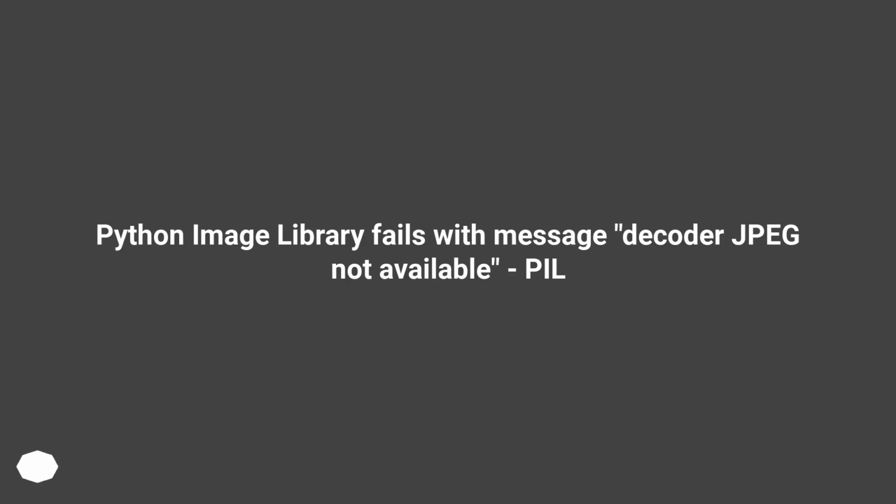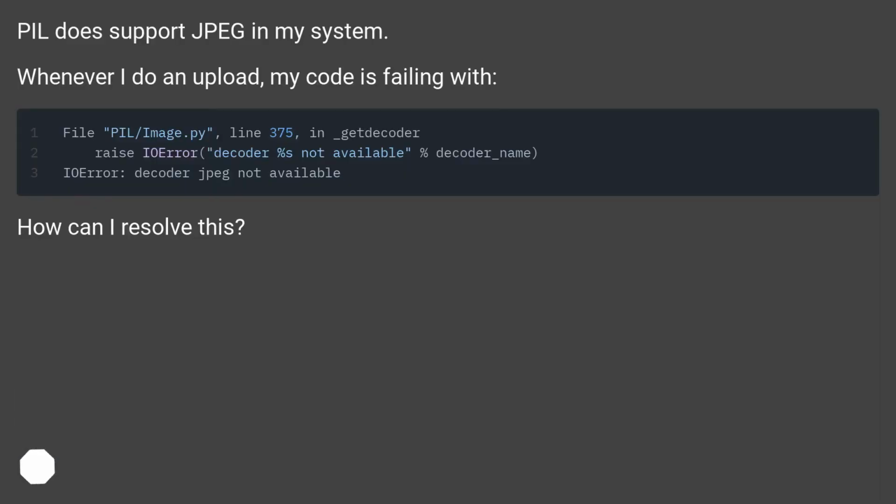Python image library fails with the message "decoder JPEG not available", PIL. PIL does support JPEG in my system. Whenever I do an upload, my code is failing with this. How can I resolve this?